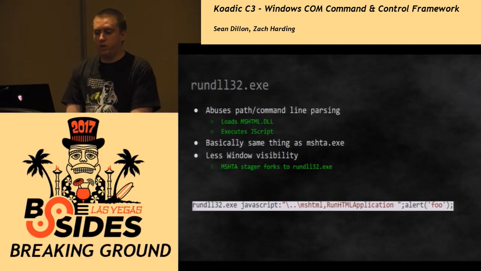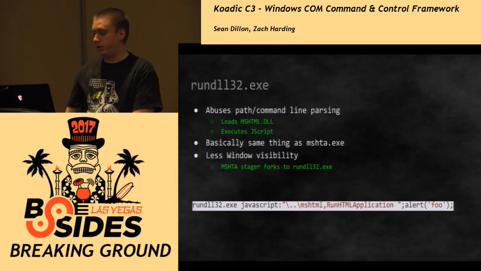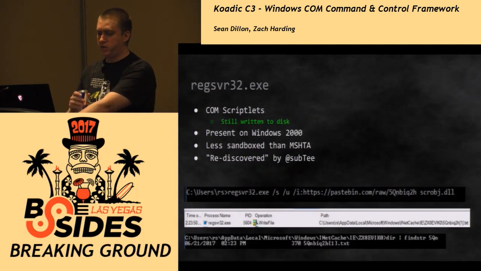And this actually gives us less window visibility when we run it through rundll32. So the MSHTA stager we actually have immediately forked to the rundll32 version. It's a little bit longer of a payload to stage.